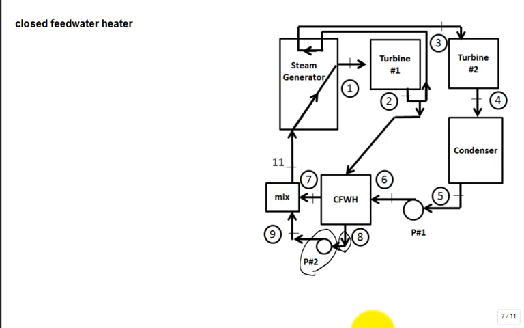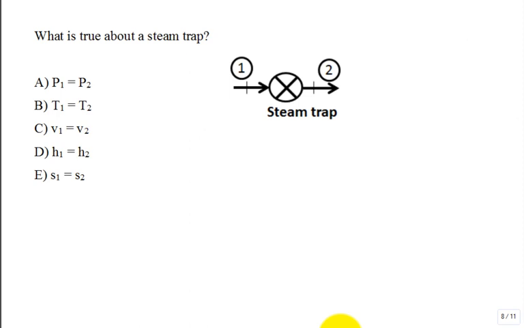All right, last question for today. What is true about a steam trap? So we have inlet state 1, outlet state 2. Is the pressure 1 equal to pressure 2? Is that what's true? Or is the temperature 1 equal to temperature 2? Is that true? Or the specific volume? Or the enthalpy? Or the entropy? Which is true for the steam trap?